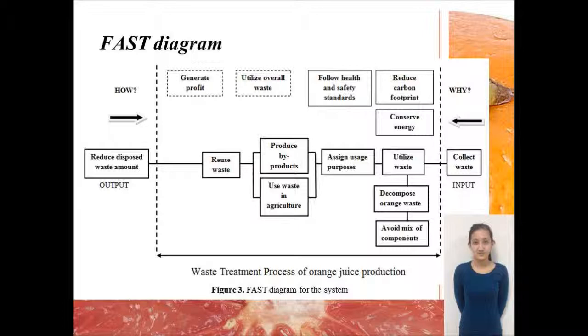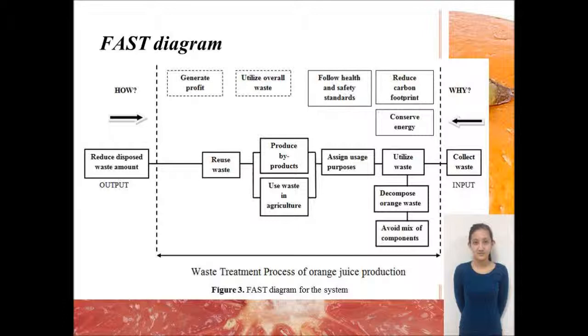Each ordered function, which is linked by the critical path, is placed in a logical sequence. This sequence is generated based on the questions why from right to left and how from left to right. For instance, why should waste be collected? The purpose is to utilize waste, and in the same manner for the further steps.